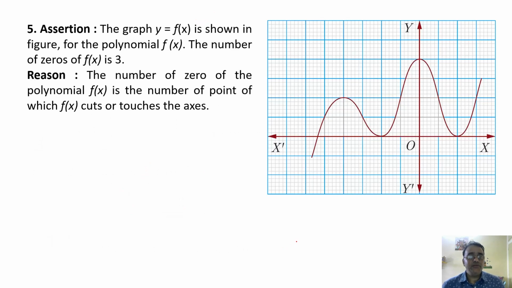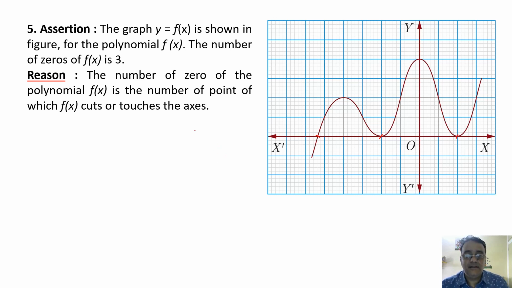Okay fine, so now we are moving towards the next question. Assertion is given: the graph y is equal to f of x is shown in this figure and the number of zeros of f of x is 3. See, 1, 2 and 3. It is correct, 3 here. Now the reason is given: the number of zeros of the polynomial is the number of points at which f of x cuts or touches the axis. So whether the reason is correct?